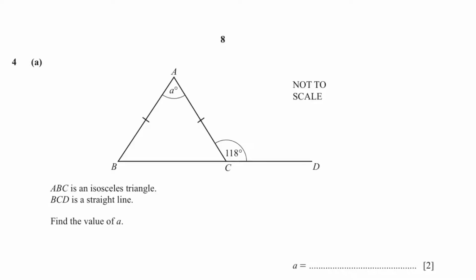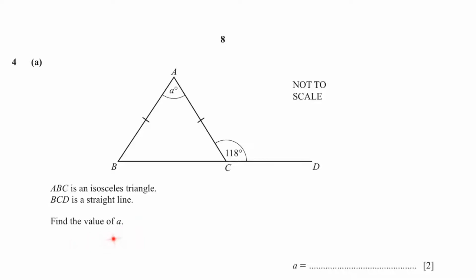In question number 4a, we have been given a sketch and we are supposed to find angle A. ABC is an isosceles triangle. BCD is a straight line. Find the value of A.